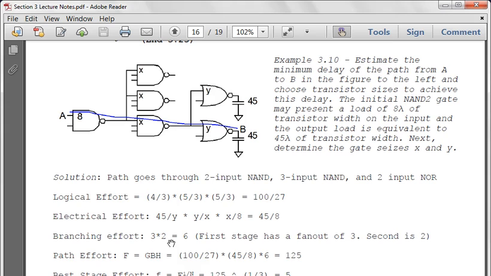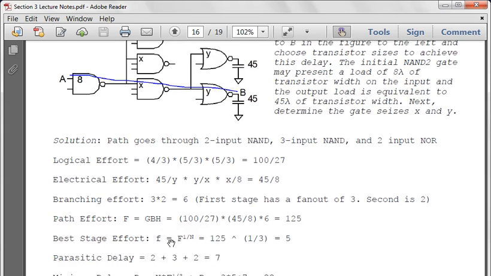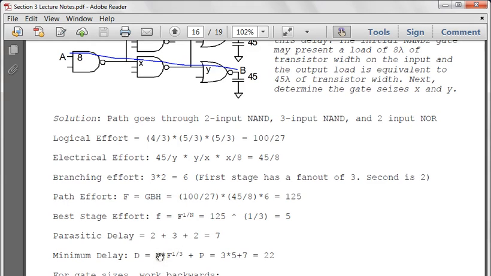So here, using our equation, we have F to the 1 over N. I've put in 1 over 3 already because we know there are 3 stages. N is 3, 1, 2, 3. 5 we've calculated here for best stage effort, and then plus 7 is the parasitic delay. So it comes out to 22.